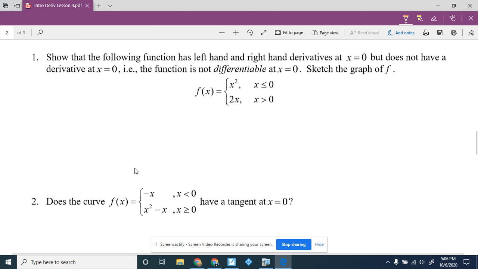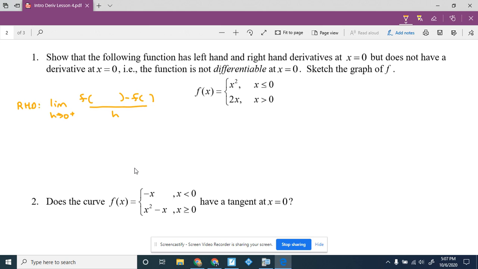So here we go. You ready? Show that the following function has a left-hand derivative and a right-hand derivative at x equals 0, but does not have a derivative at x equals 0. In other words, the function is not differentiable. All right, so let's do the right-hand derivative. That's simply the limit as h goes to 0 from the right of f of x plus h minus f of x, all over h.